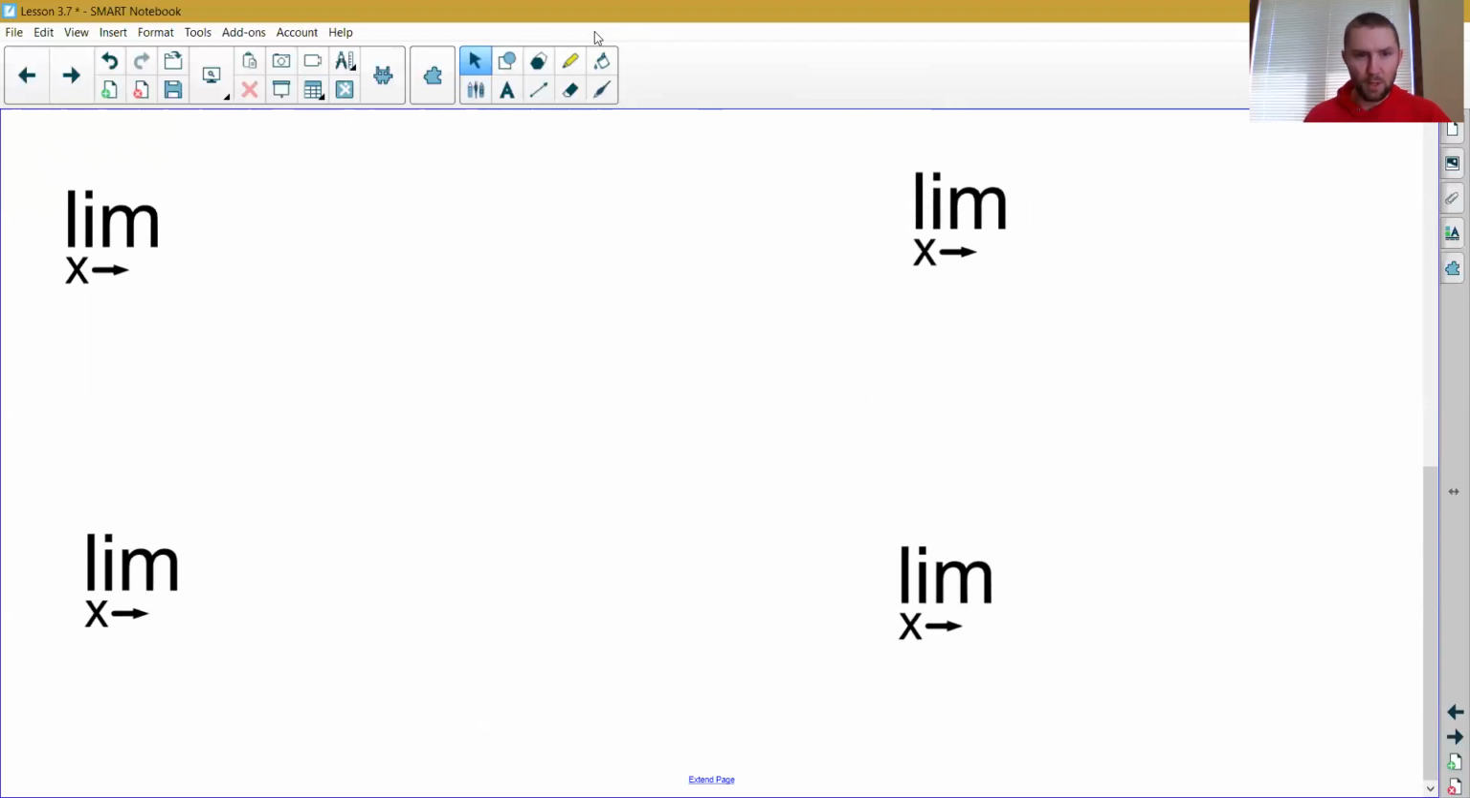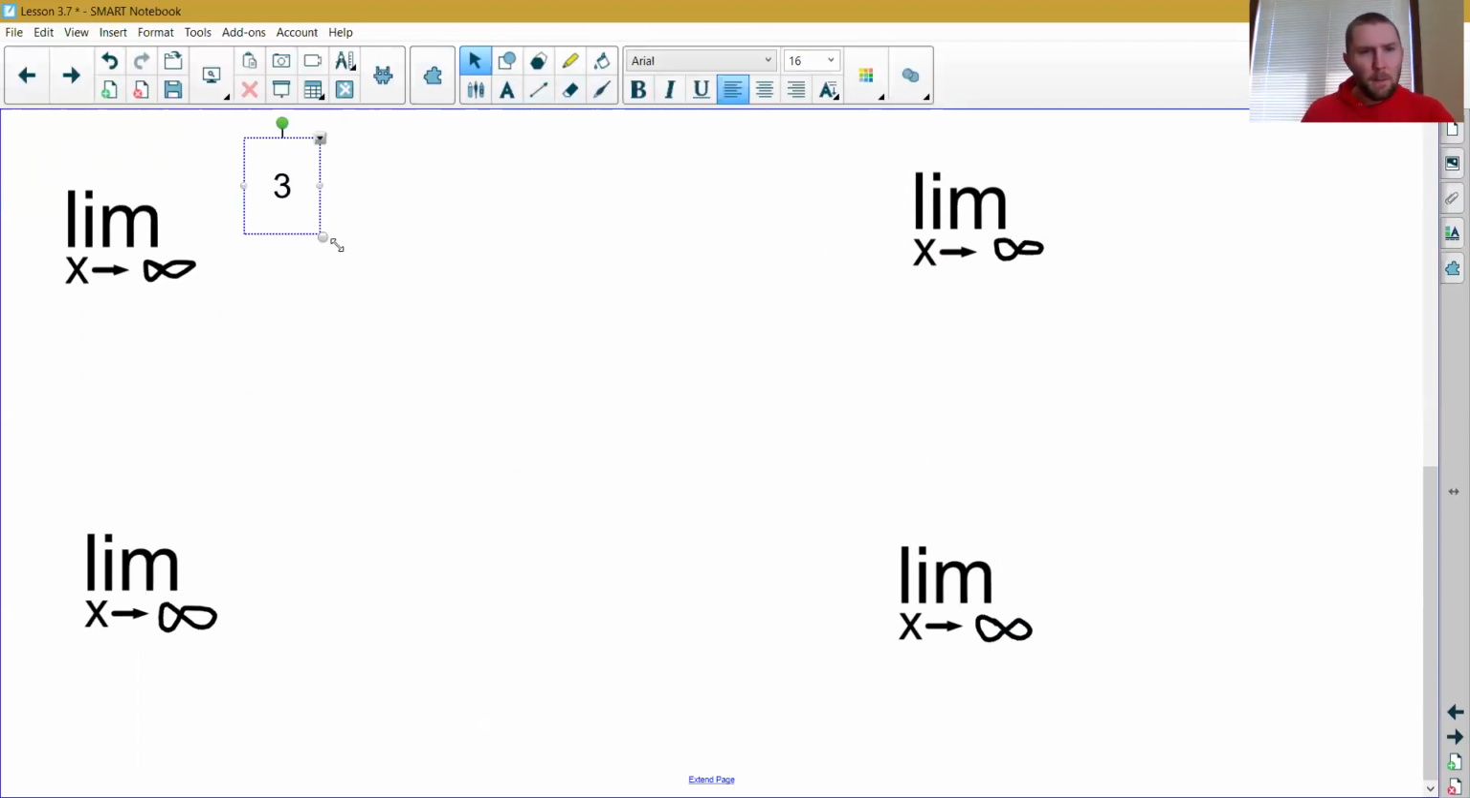has a limit of x approaching infinity. Actually, all of these have a limit of x approaching infinity. And the first function is a rational function, right? We've got a fraction going on there. And it says 3 over x to the third power. So what I want you guys to think about for a second is when I have a fraction like that, where just my x is in the denominator of the fraction, as x approaches infinity, meaning x gets extremely large, what's happening to this fraction?